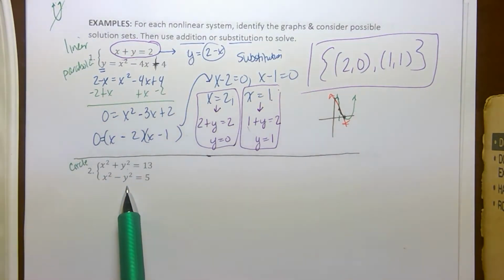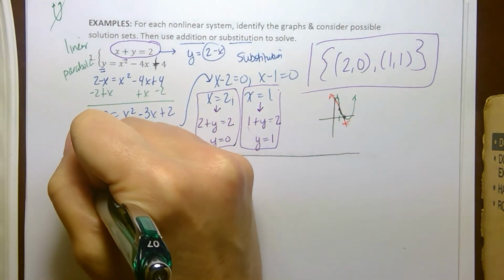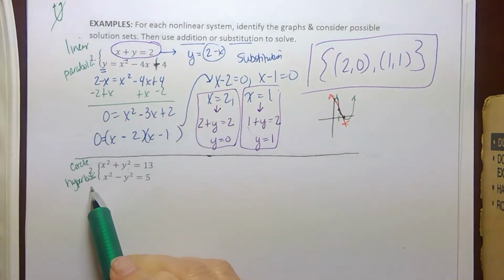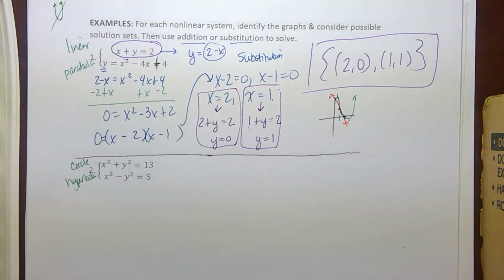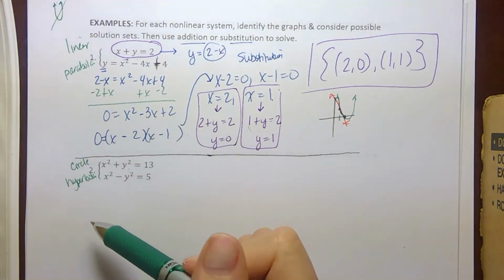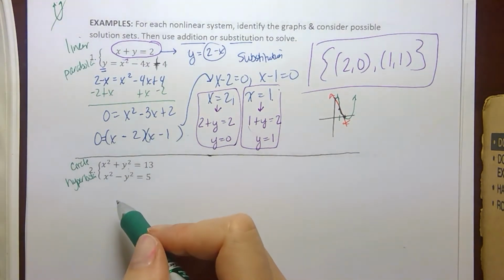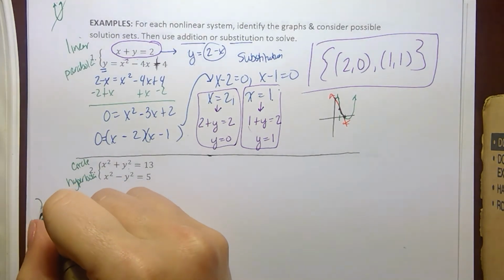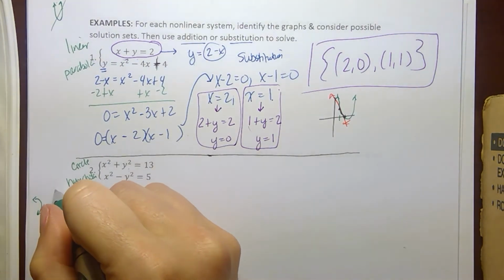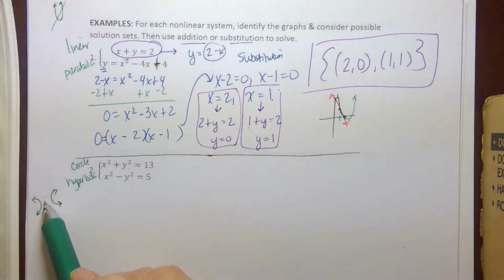X squared minus y squared, however, gives me what we call a hyperbola. So I have the equation of a circle and the equation of a hyperbola. A hyperbola basically splits my circle and opens it outward. So let's think about what those graphs could potentially look like. If I've got this hyperbola that opens out like that, my circle could be small and in the middle.